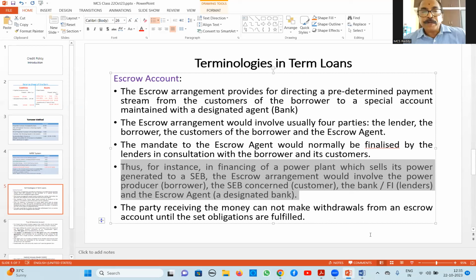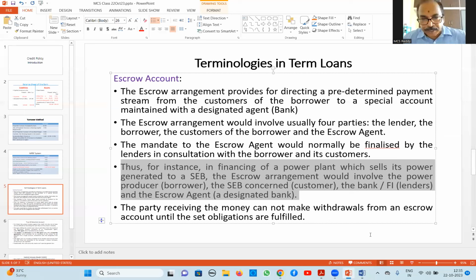It will be opened with one bank, which is called the escrow agent. Here, the escrow agent is a bank. That bank will open the account. All monies, whatever cash flows are there, will first be credited to the escrow account. From there only, the amount will be utilized as per the escrow arrangement.